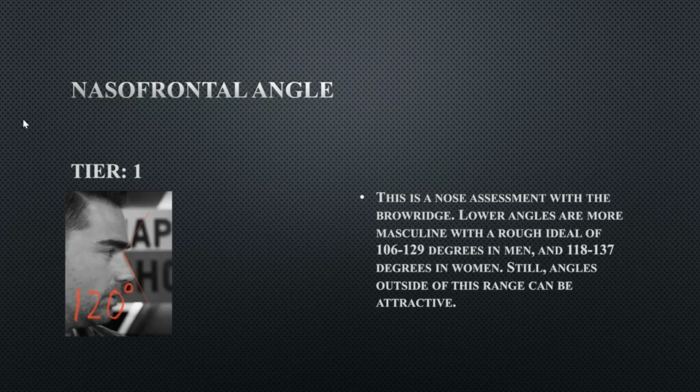His nasofrontal angle is a tier 1. This goes from the brow ridge, so this kind of measures how protrusive your brow ridge is, and his is at 120 degrees. This means that he does have a very protrusive brow ridge, because the angle is going to be more on the acute side and not too obtuse, so that is perfect.